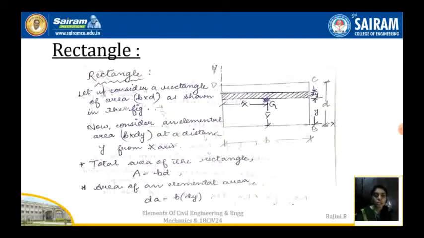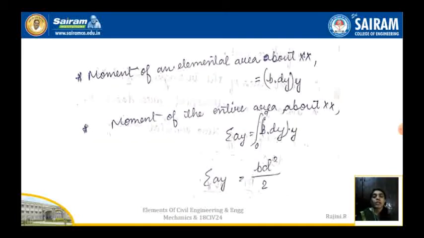You can see what the area of the elemental area is: b into dy. What is the distance it is traveling? It is traveling y from the top to the xx line, so that is y. So b into dy into y. Next, the moment of the elemental area is over now.